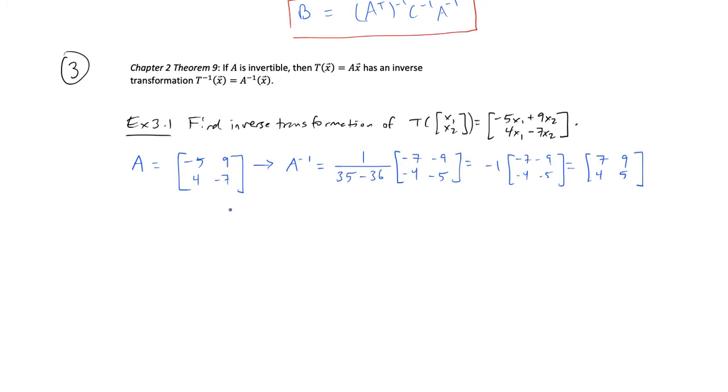So now that we have the inverse, the claim based on Theorem 9 is that the inverse transformation is this matrix, this inverse matrix times the vector, which you can write in the form of the initial transformation like so.